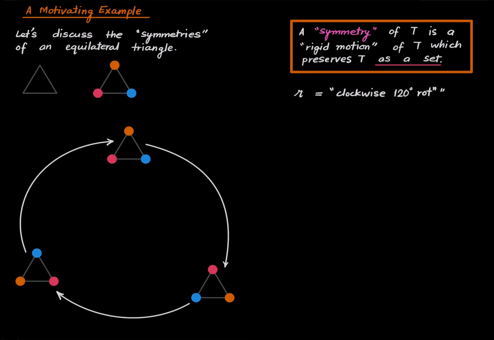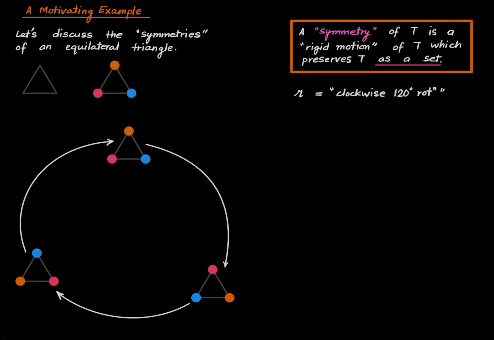Think of symmetries as transformations applied to a configuration. R is your abstract symbol which is denoting the clockwise 120-degree rotation. It can apply to any configuration. You can apply this to this configuration or that configuration or that configuration. If you apply it to this configuration, you get this configuration. Apply it to this configuration, you get this configuration. So you can think of symmetries as acting on configurations of the triangle.